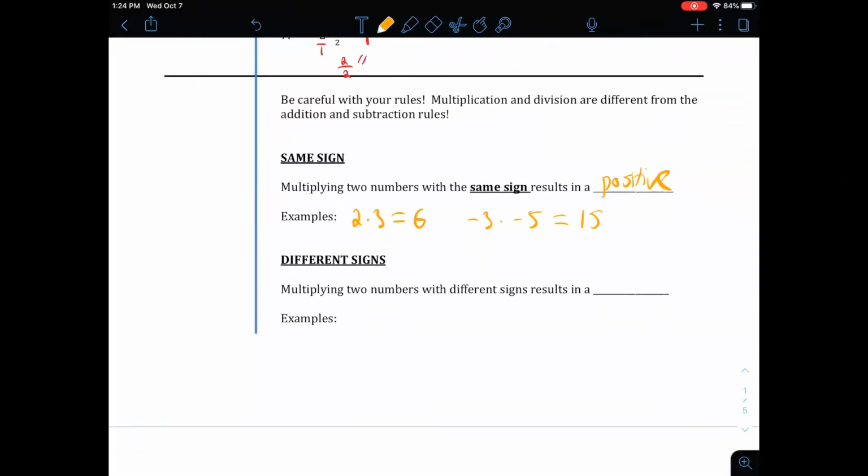Okay? And then different signs. So if we did, for example, negative 5 times 2, is that positive 10 or negative 10? That's going to be negative 10. Good. And also we have 9 times negative 4, which is also going to be positive 36 or negative 36? Negative 36. So multiplying two numbers with different signs results in a negative.